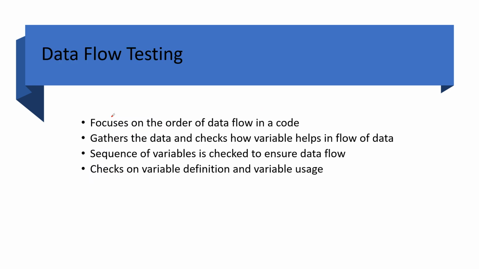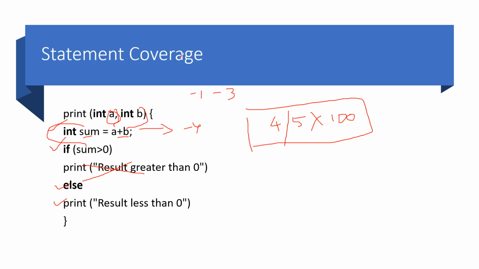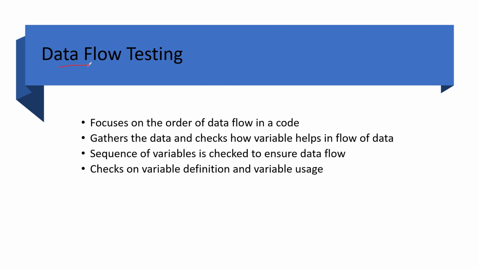And in sequences, the variable is checked to ensure data flow. See here, instead of giving the if statement here, if I give it before declaring the variable, obviously this is not going to work, because we don't have a variable declared at all. So at that time, you have to ensure that sum is verified properly after it is defined. That will also be taken care of by data flow testing. It checks on variable definition and variable usage.